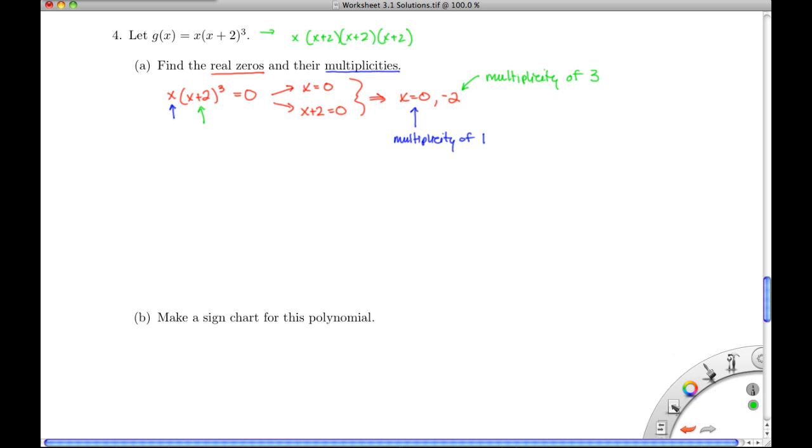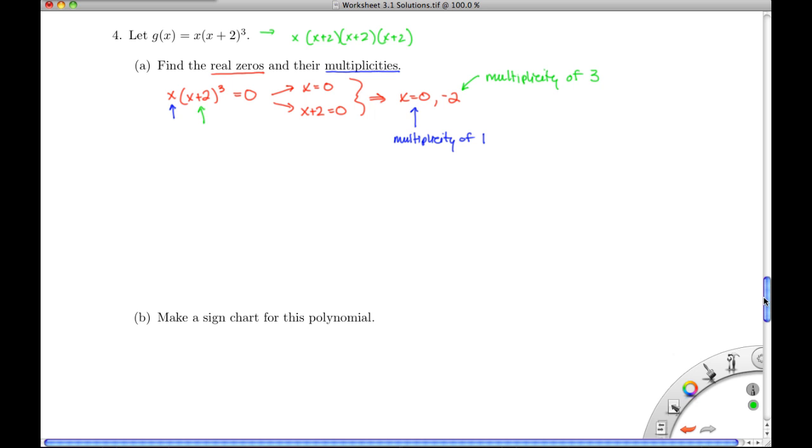Now, something that we can pull from this idea of multiplicity is we get an idea of what the curve is going to do with those zeros. Both of these have an odd multiplicity, and as you probably talked about in class, zeros with an odd multiplicity usually can be seen on curves because the curve passes directly through the x-axis. It doesn't bounce off like it would with an even multiplicity. So that's why it's nice to be able to recognize these.